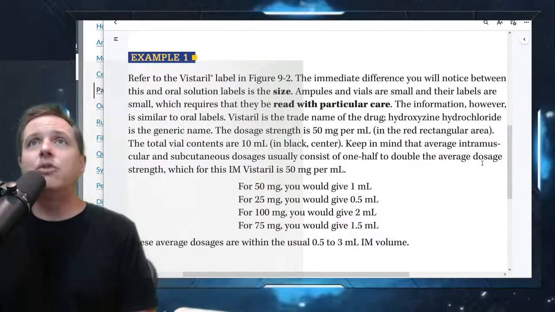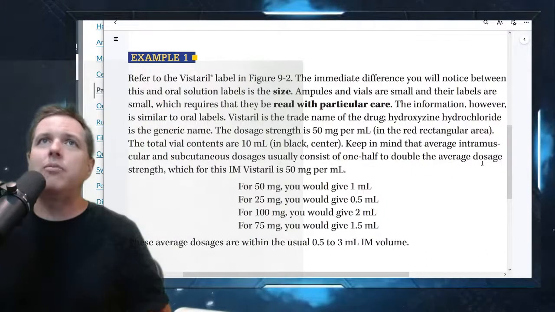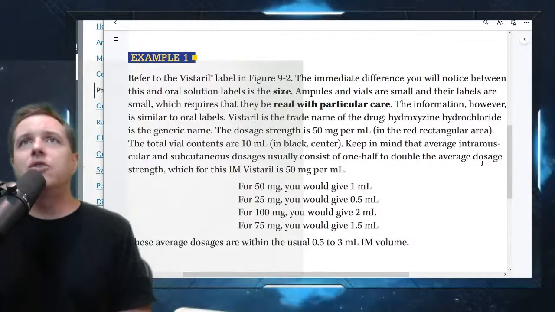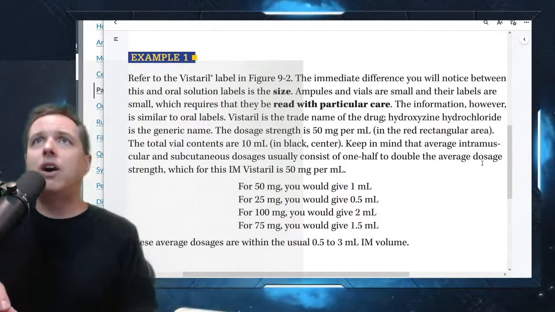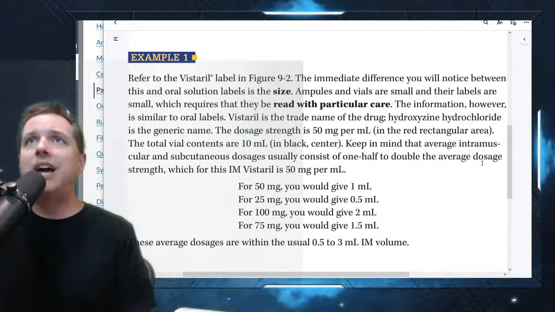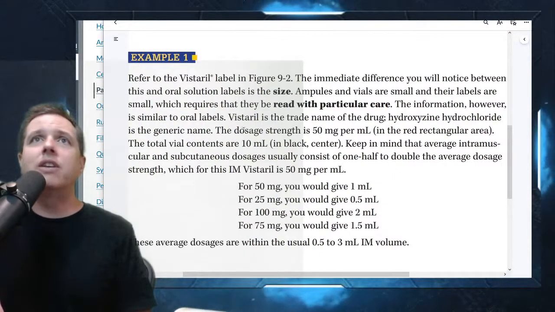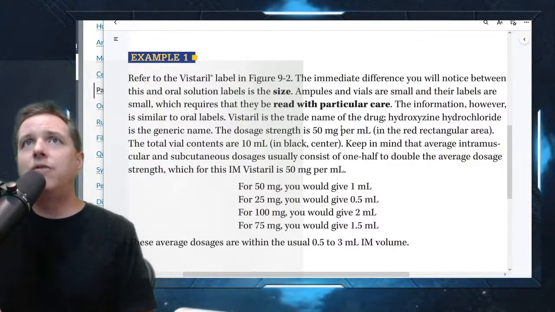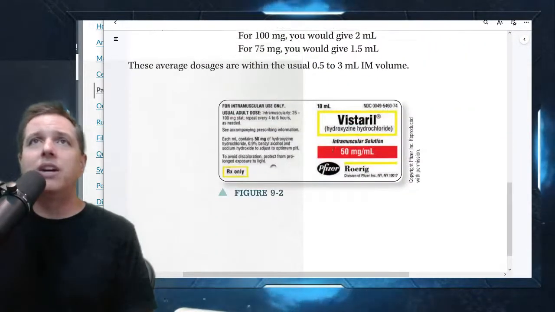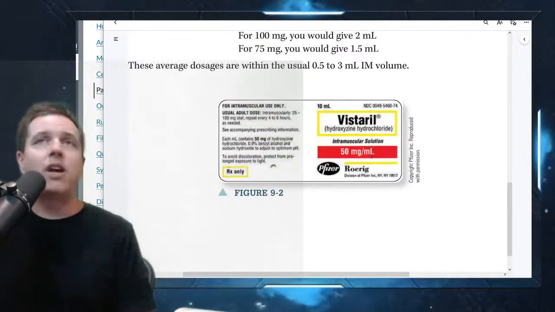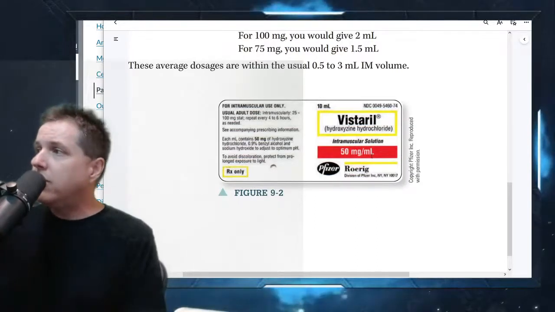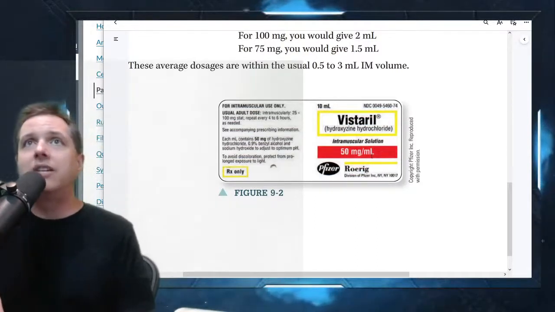Remember we talked about the oral labels last time. Vistaril is the trade name of the drug. Hydroxyzine hydrochloride is the generic name. The dosage strength is 50 milligrams per milliliter. So we can see on here, they've got that 50 milligrams per milliliter. So you know that each milliliter in there contains 50 milligrams of the drug.